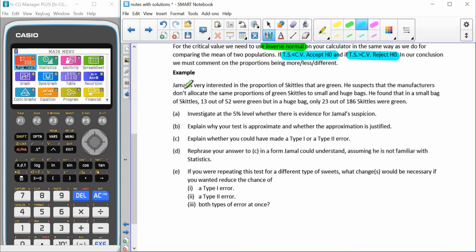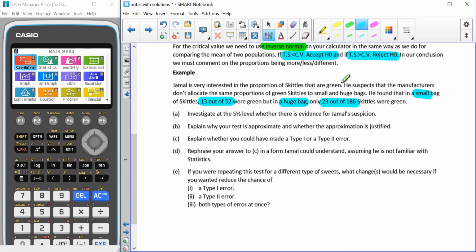So here in our example, Jamal is very interested in the proportion of Skittles that are green. He suspects that the manufacturers don't allocate the same proportion of green Skittles to small and huge bags. He found that in a small bag of Skittles, 13 out of 52 were green. That is for our small bag. In the huge bag, only 23 out of the 186 Skittles were green. That tells us about the proportion for our huge bag. We're trying to investigate at a 5% significance level whether there is evidence for Jamal's suspicion.